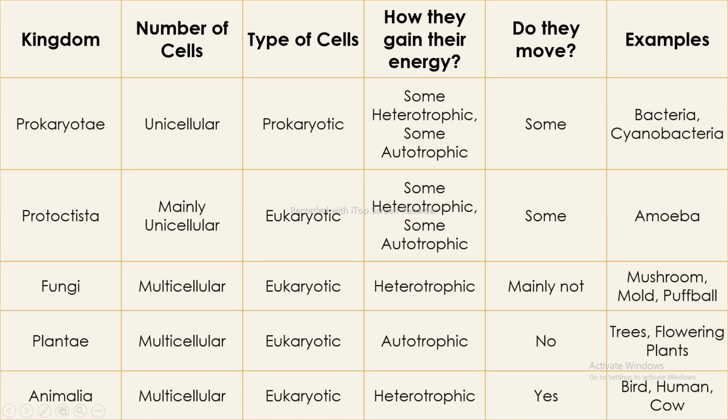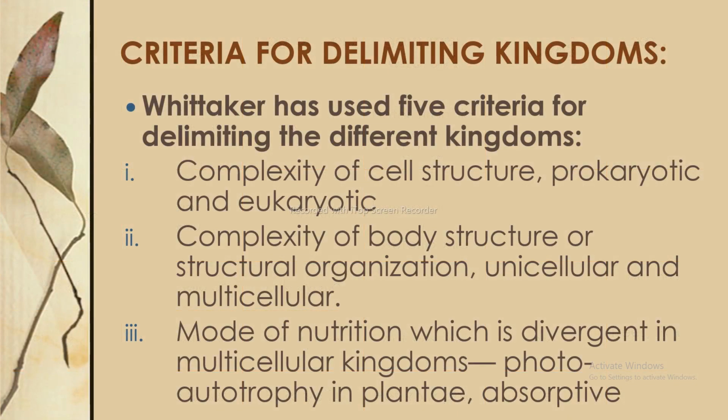Next is the kingdom Animalia. These are multicellular and eukaryotic. They are heterotrophic and they can move very easily. Examples are humans and cow, etc. Next I am going to discuss the criteria for delimiting kingdoms. Whittaker has used 5 criteria for delimiting the different kingdoms.